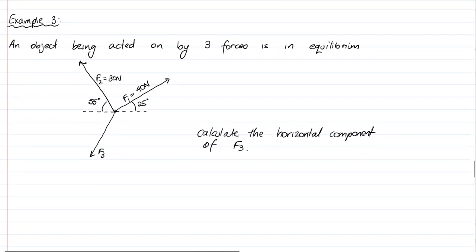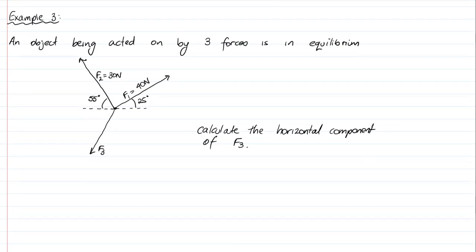So let's have a look at example 3. An object being acted on by three forces is in equilibrium. So equilibrium, you recall, that means that it's not moving. Calculate the horizontal component of F3. Okay, so we've got F3 there, and we want to calculate the horizontal component. So that is this length here. Now, that means we want to calculate the I component. So I'll just pop a little thing here. Now, it's important to put this everywhere because we don't always go this way. It's important to denote that in this case we're going I and J like that. And we want to calculate the I component.